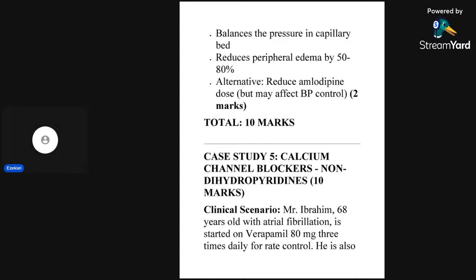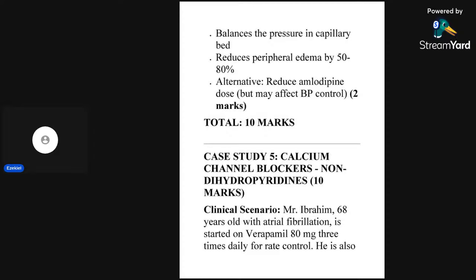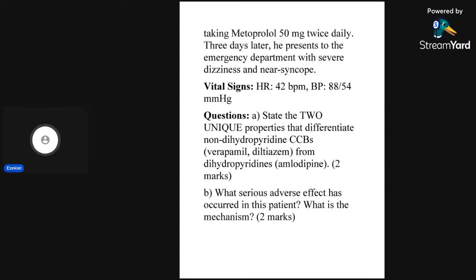Verapamil is both a vasodilator and a calcium channel blocker in the heart that will inhibit the calcium channel and reduce the contraction of the heart. Do you understand? So this is non-selective, which makes sense for a patient using it for atrial fibrillation, because atrial fibrillation occurs in the heart itself. He's also taking metoprolol 50 milligrams twice daily. 3 days later, he presents to the emergency department with severe dizziness and syncope. So this patient is taking metoprolol and verapamil.